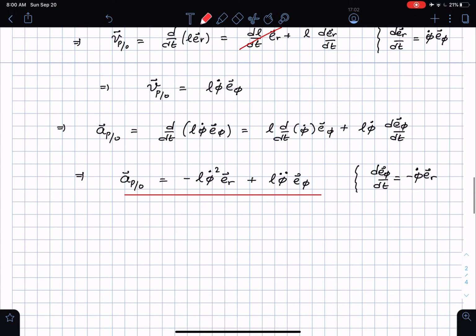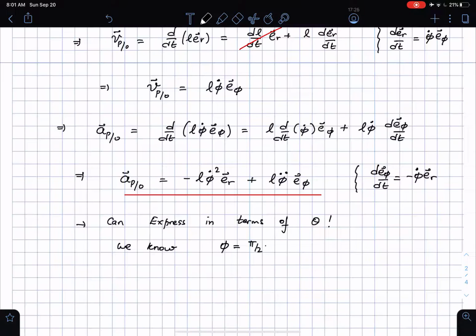Okay, and I can write this in terms of theta as well. I'm sorry, I need my regular color, so I can also express it in terms of theta. We know that phi is pi by 2 plus theta. We also know that phi dot is equal to theta dot, and phi double dot is equal to theta double dot.